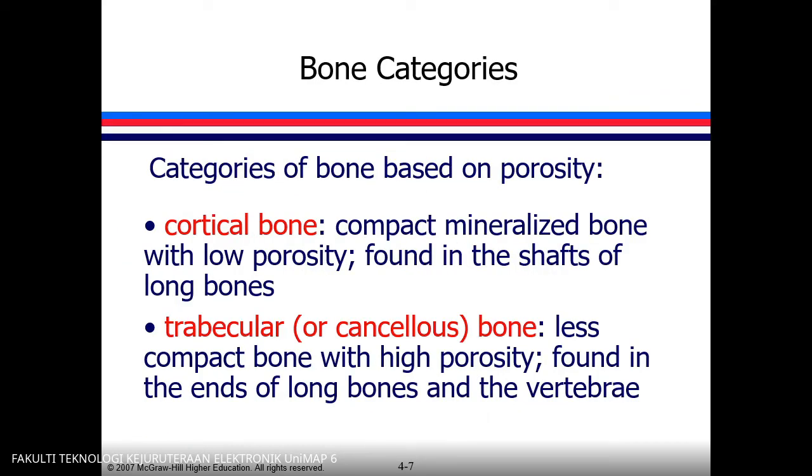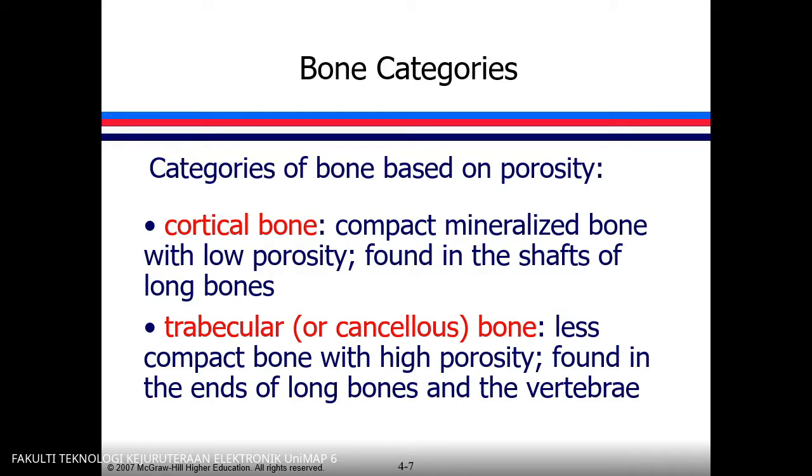So these are the main categories of bone. We have cortical bone, and we also have trabecular bone, or cancellous bone. Trabecular and cancellous bone are the same thing, the same bone. So there are two categories of bone, cortical and trabecular. Remember, kita ada dua, satu cortical bone, satu trabecular bone.